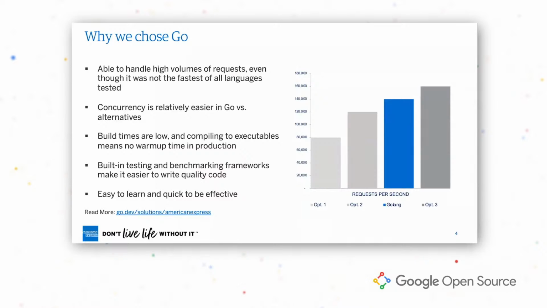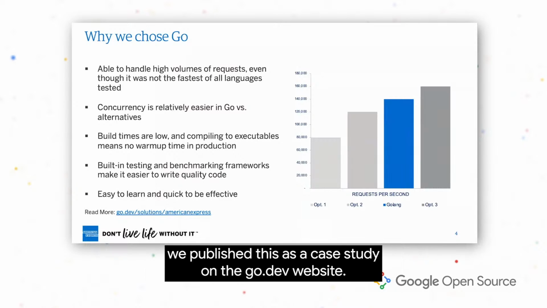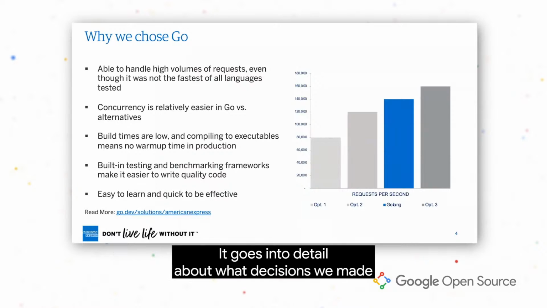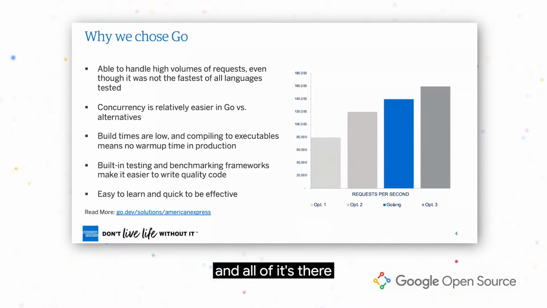And it really didn't take us long to go from learning about Go to writing a very fast service in Go. Now, if you want to learn more about this little proof of concept we did, we published this as a case study on the go.dev website. You can go check it out, look for American Express. It goes in detail about what decisions we made, what we liked about Go, what we didn't like about Go, and all of it's there as of 2016's proof of concept.